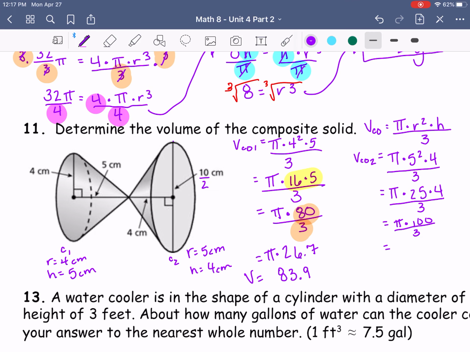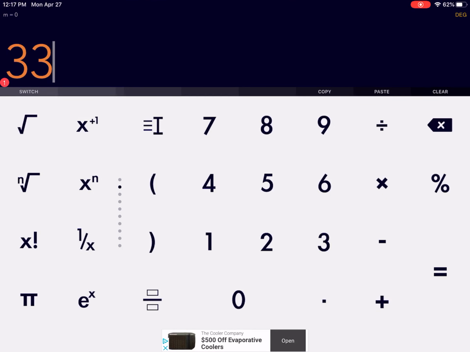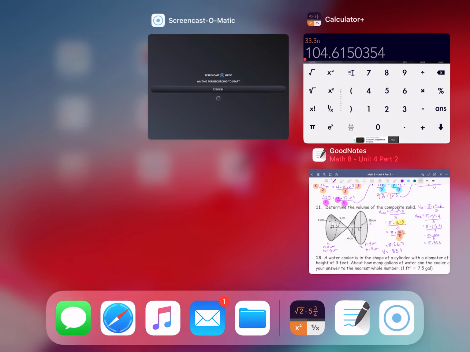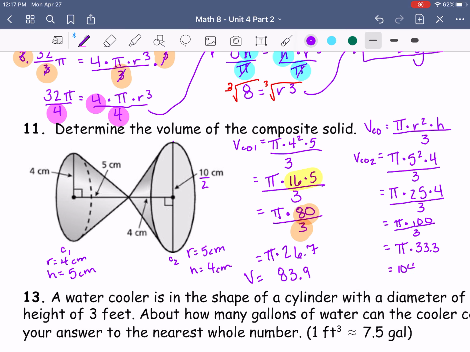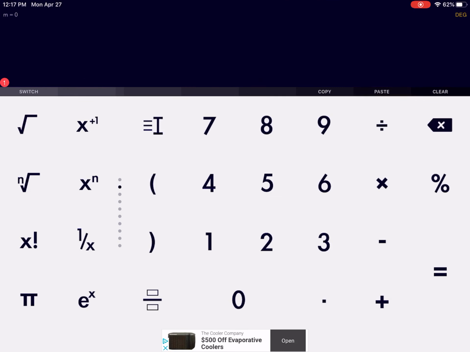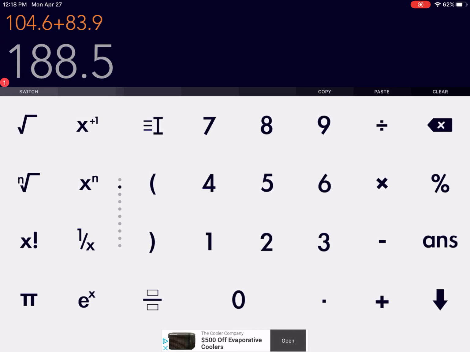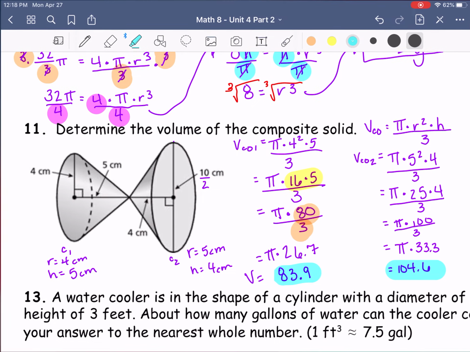So we can round to pi times 33.3 is 104.6. Okay, and when I add together 83.9 and 104.6, I get 188.5 cubic centimeters.